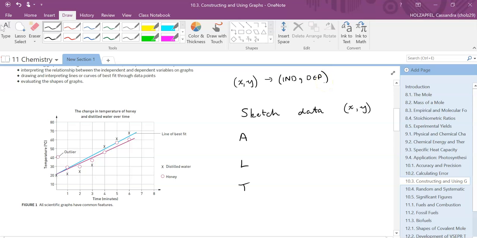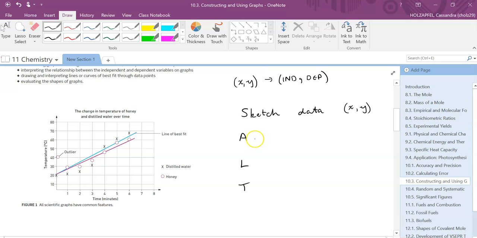Just as a refresh, the independent variable is not impacted by the dependent variable, but the dependent variable depends on the independent. For example, if I was measuring growth over time, how tall a plant is not going to affect how long it's been growing for, but how long it's been growing for will affect how tall it is. So the independent variable would be the time, and the dependent variable would be the growth of the plant. Usually, unless you're in physics or something like that, the independent variable is going to be time, and so the time usually goes along the x-axis here.